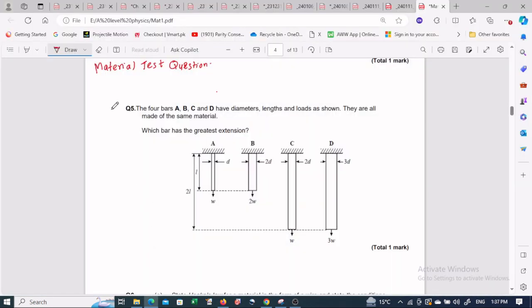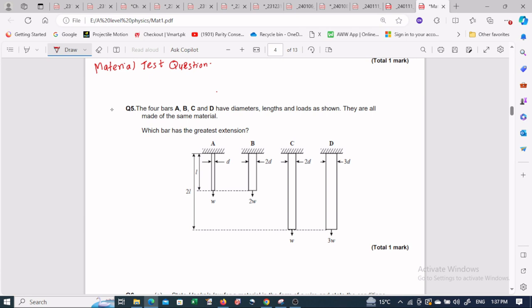Dear students, in this video I am going to solve a materials test question. The four bars A, B, C, D have diameter, length and load as shown. So here there are four bars A, B, C, D.